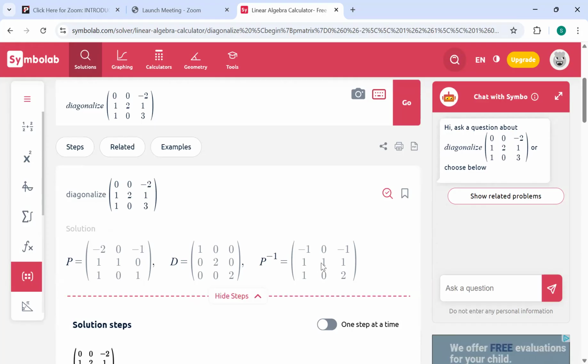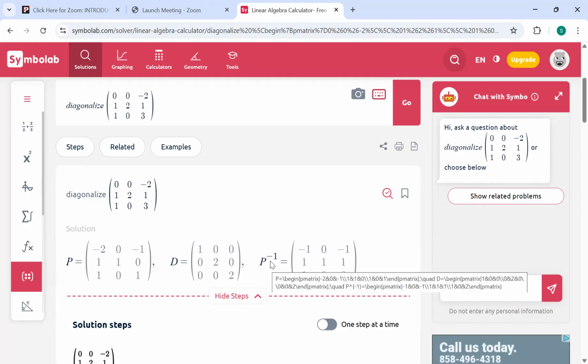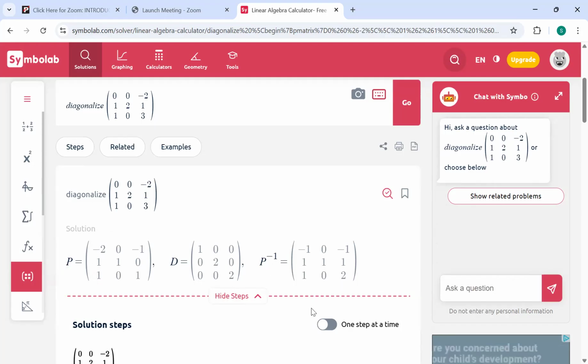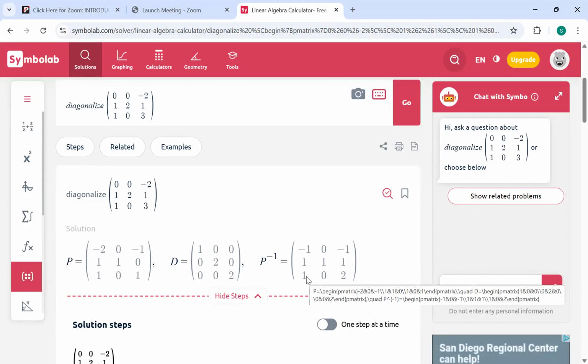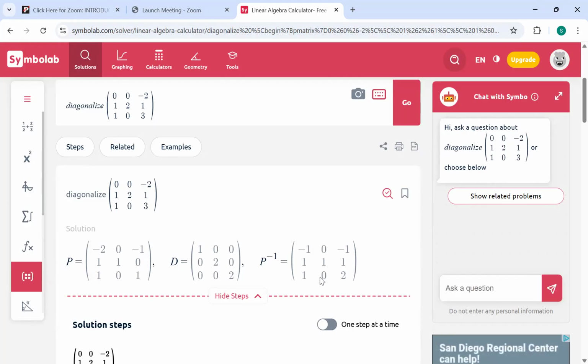Okay, now the inverse, of course, is going to be slightly different. Ours was 1, 1, negative 1. This one is negative 1, 1, 1. Our second column was 0, 1, 0. This one is 0, 1, 0 also. And our last column was 2, 1, negative 1. This one is negative 1, 1, 2. Okay, so because the columns here are different, the inverse will look different.